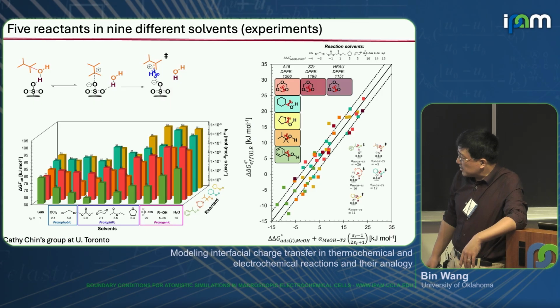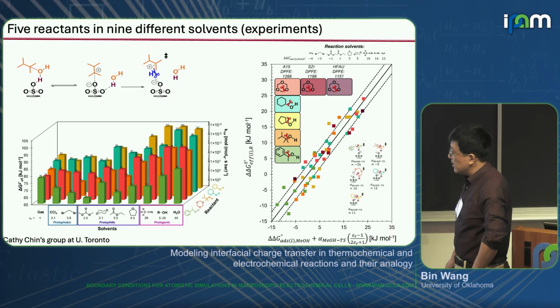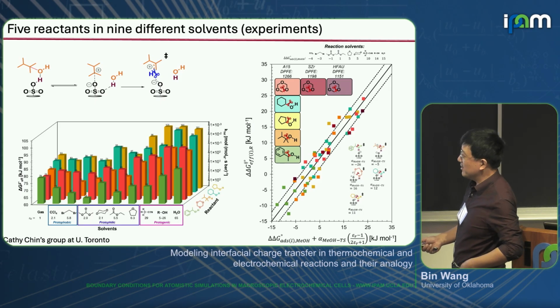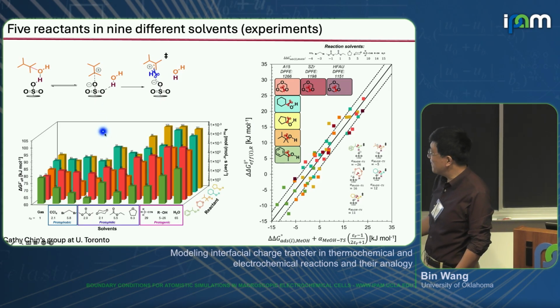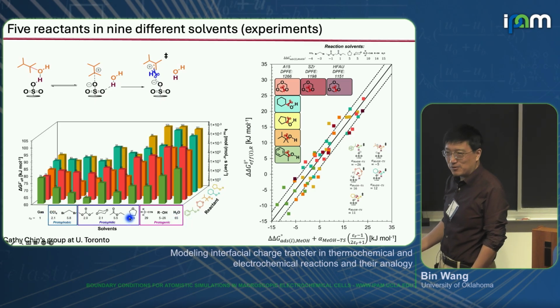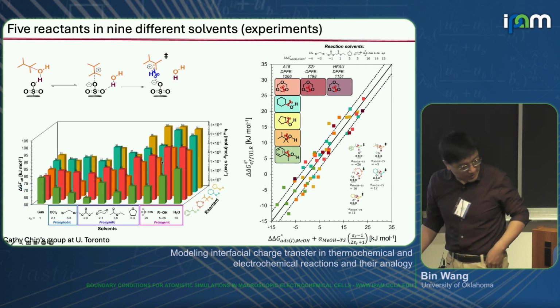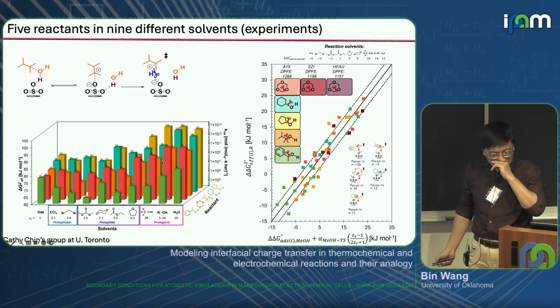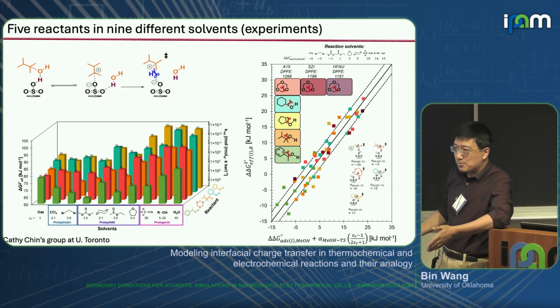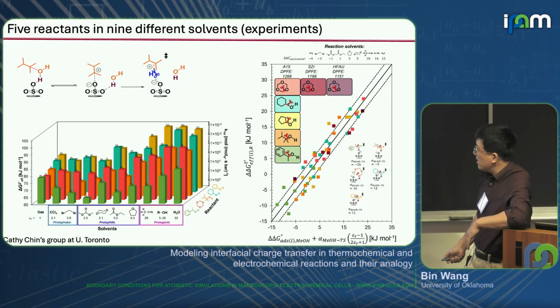So this is just a summary of the experimental results. It's from Cathy Chen's group in Toronto. One of her students, Junfeng, did a lot of work. He looked at 5 different reactants, which are shown here, in 9 different solvents, and measured the activation energy, which is here. That's a lot of work, I can tell. The question is, can we predict the activation barrier without doing such immense work?